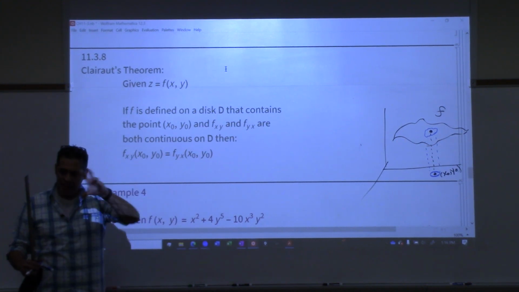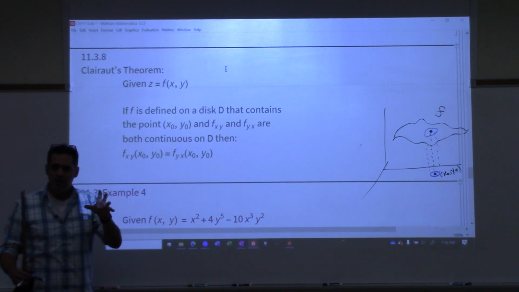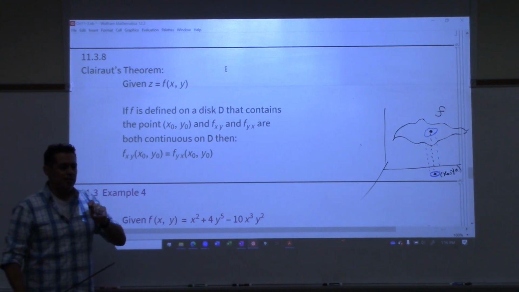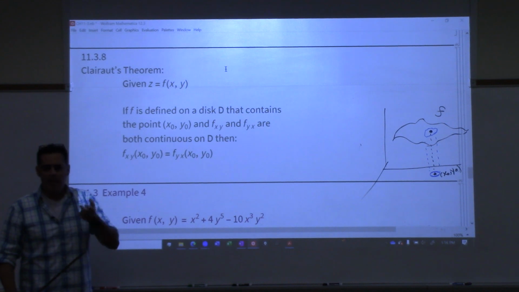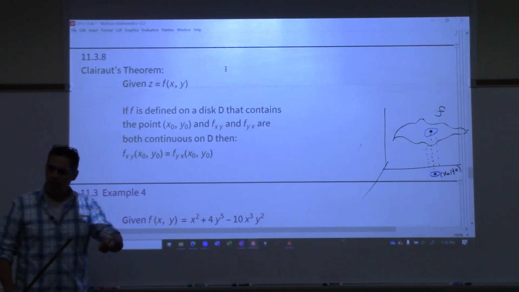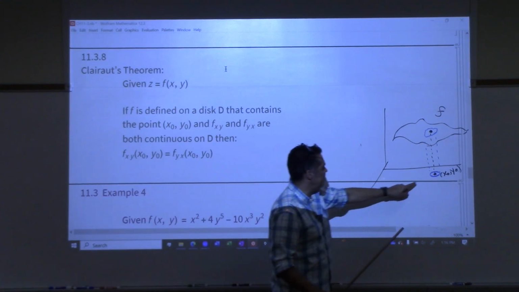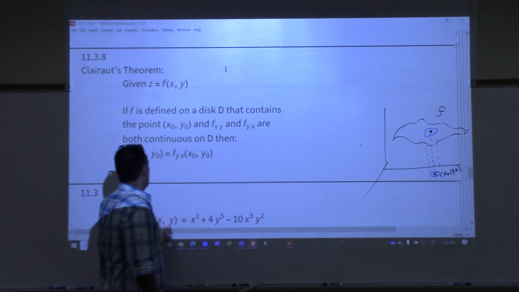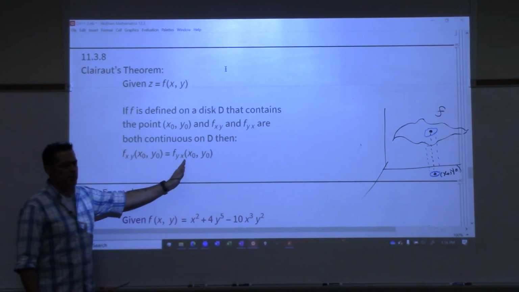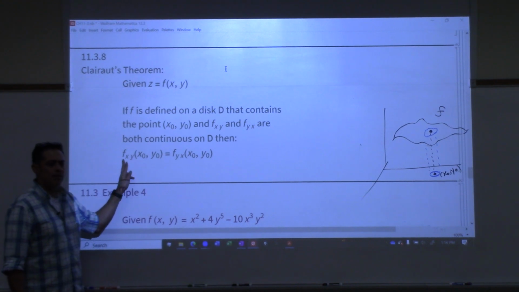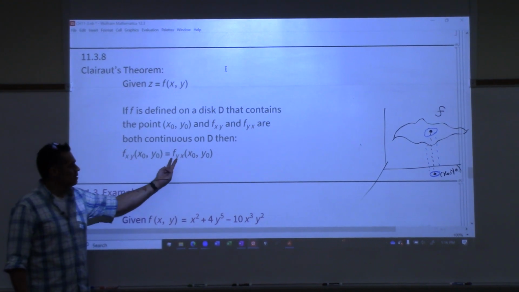That means that when we take a look at those partials, we don't have any points where it's undefined, maybe like division by 0 or square roots of negatives or something like that. It's not happening anywhere in this disk. Then we can be guaranteed that the partials will be equal to each other. The order here does not matter.